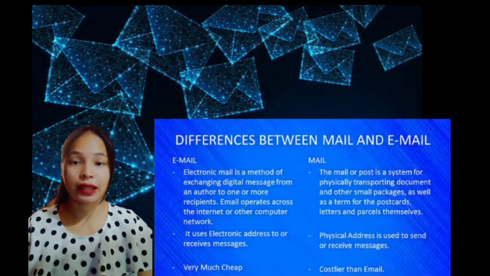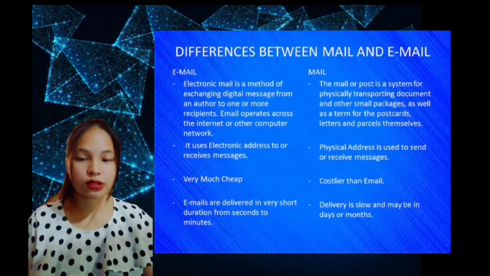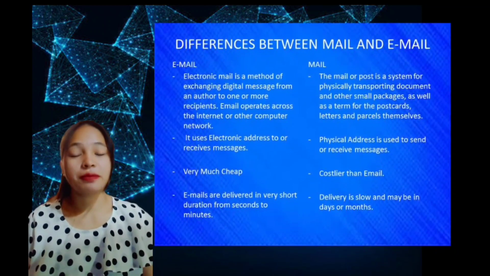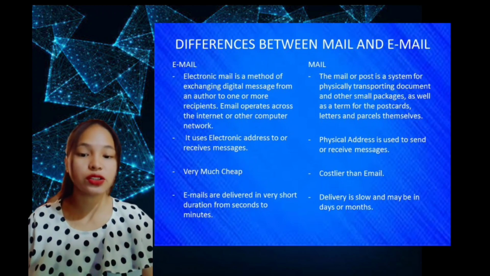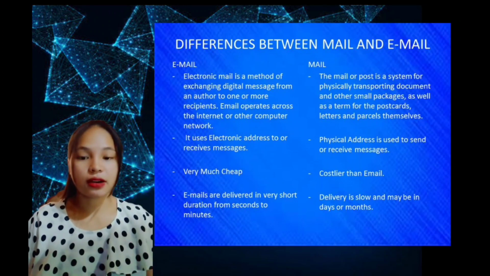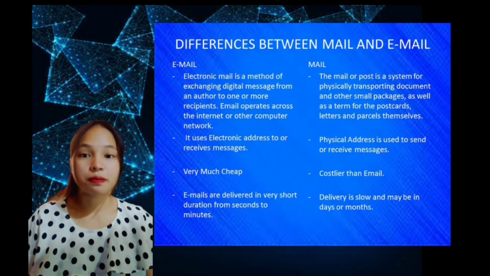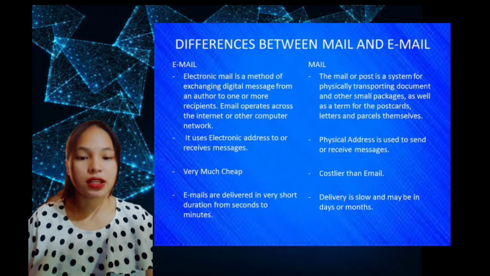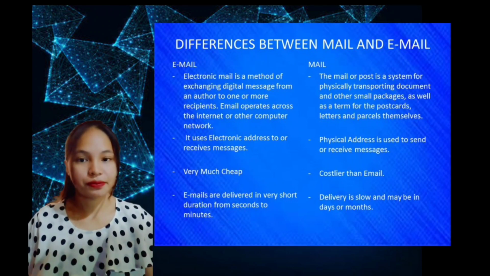Differences between mail and email. Description: email, or electronic mail, is a method of exchanging digital messages from an author to one or more recipients. Email operates across the internet or other computer networks. Mail is the post system for physically transporting documents and other small packages, as well as the term for the postcards, letters, and parcels themselves.